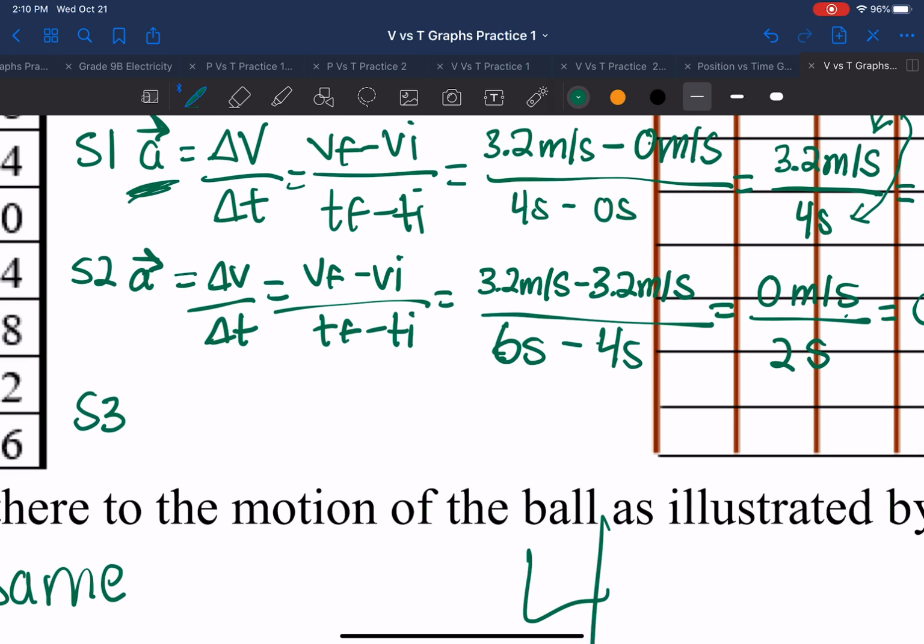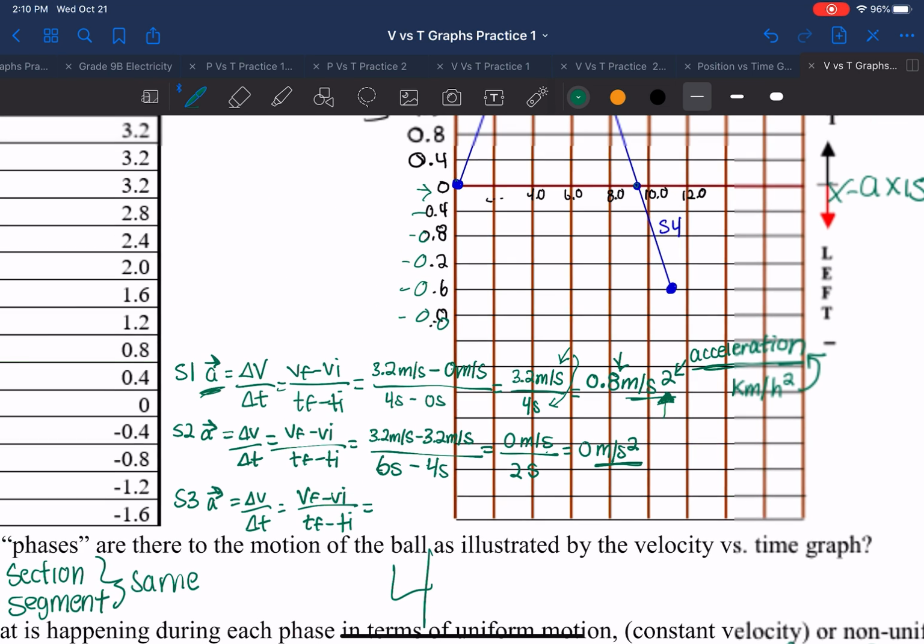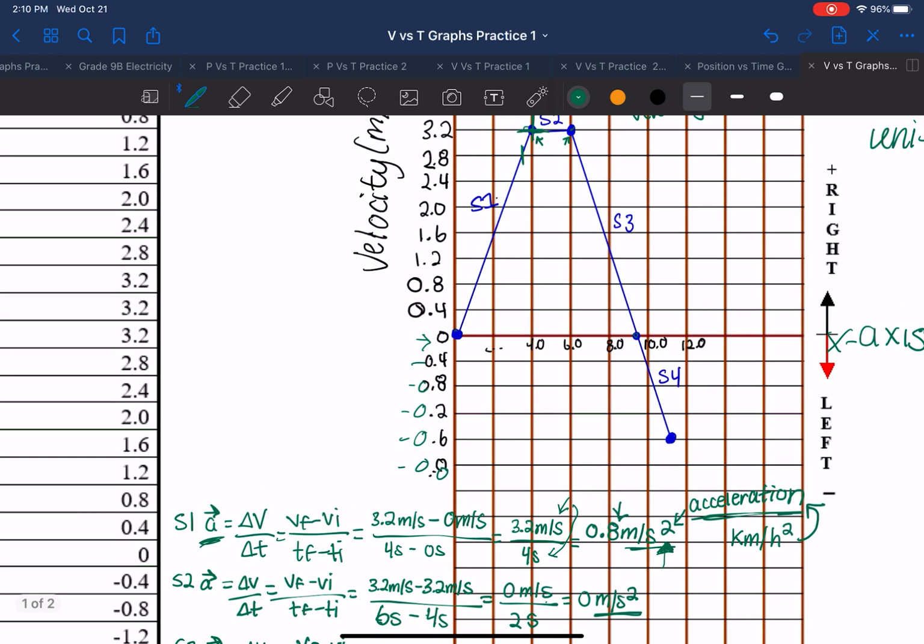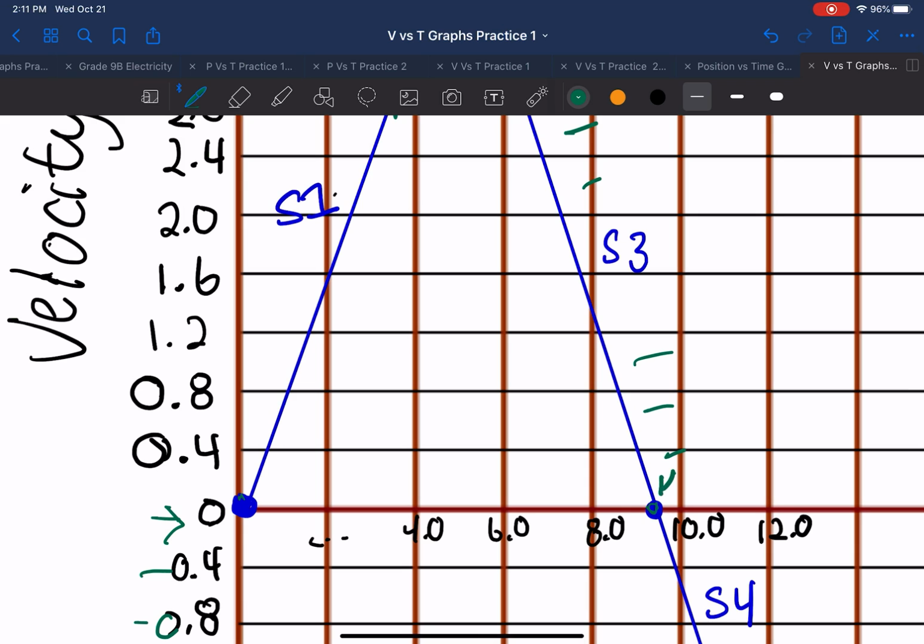Side note, S3. Acceleration equals change in v over change in t equals vf minus vi over tf minus ti. Let's plug in our values. Again, S3 has constant acceleration, so no matter which points we use to plug into that formula, we're going to get the same acceleration, okay? So no matter which starting and final values you choose, you'll get the same acceleration. Might as well choose values that you know are for sure at certain intersections, so it'll be easier for us.